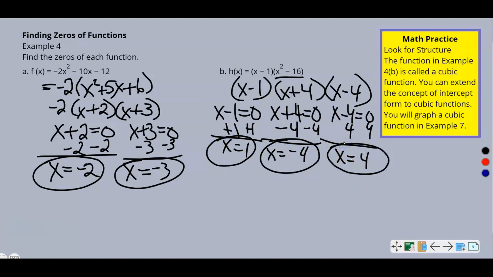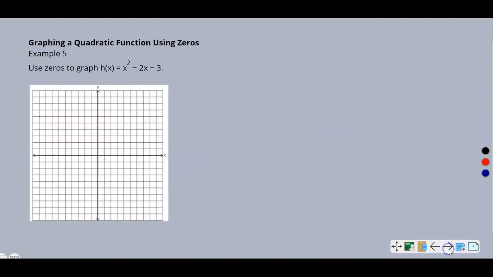So you can see when you have a quadratic function, you can have 2 real zeros, and a cubic function, 3 real zeros. So the number of real zeros can equal the degree. All right, example 5, using zeros to graph h of x equals x squared minus 2x minus 3.